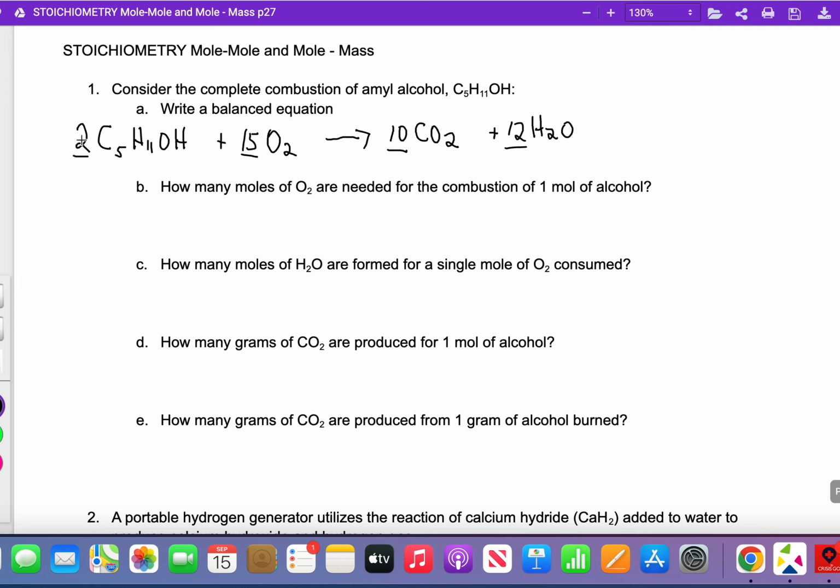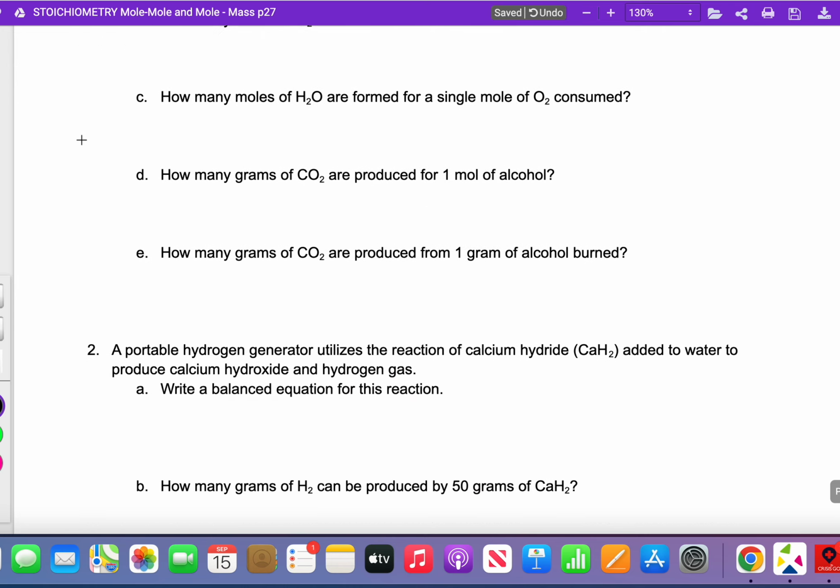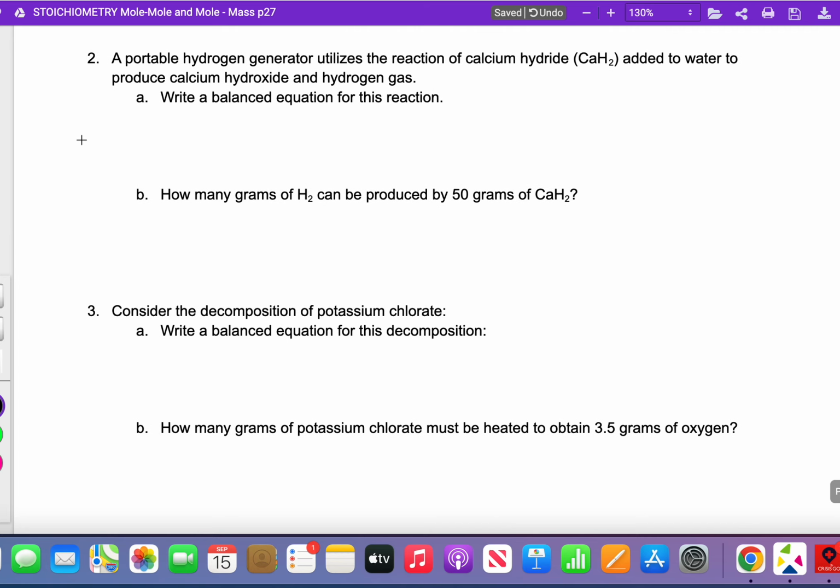What I'm going to help you do is get all the equations on this worksheet first. So go down to number 2. A portable hydrogen generator utilizes the reaction of calcium hydride, CaH2, plus water, H2O. And what that makes is calcium hydroxide, Ca(OH)2, plus hydrogen gas, H2.